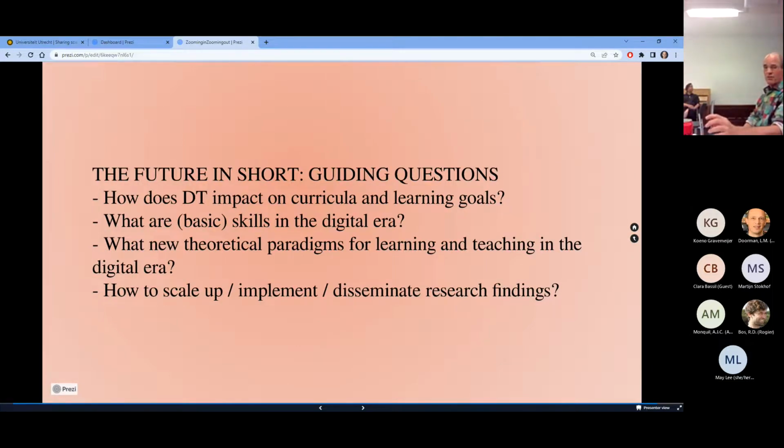How does digital technology impact on curricula and learning goals? That's of course a very important question, because the initial idea 30 years ago was very optimistic, like we have these tools that can do the job for us, so skip the basic skills and immediately focus on conceptual understanding and higher order mathematical thinking. This didn't work. Well, it didn't happen at least so far.